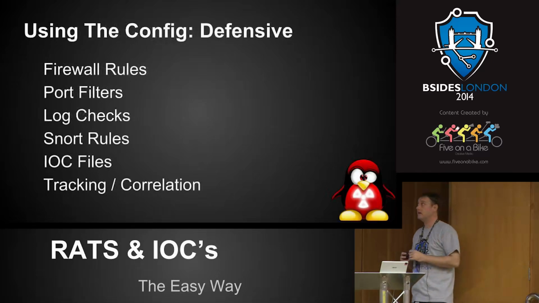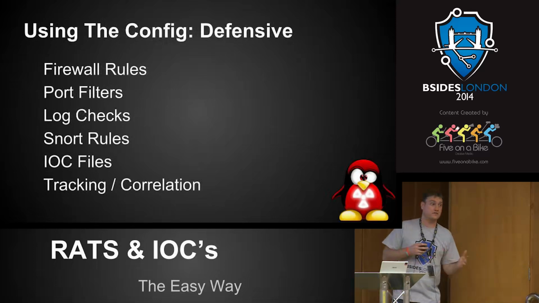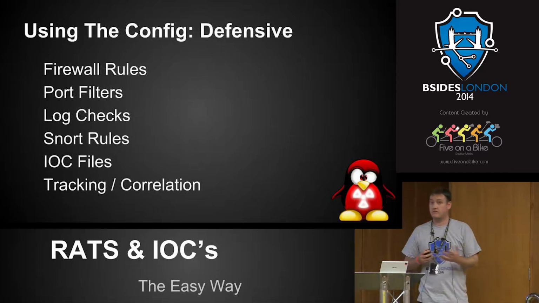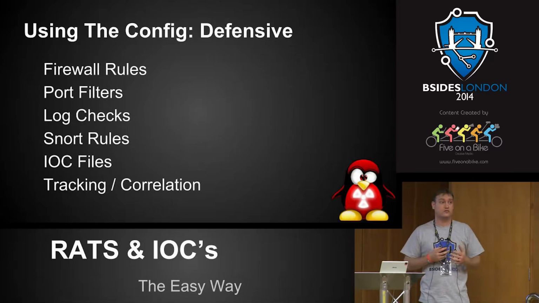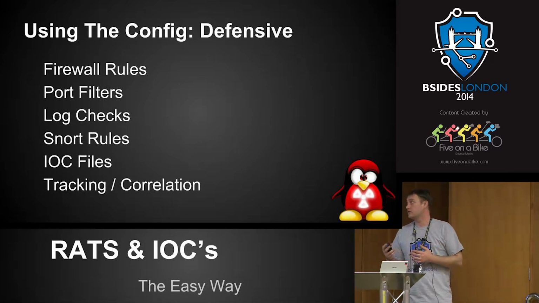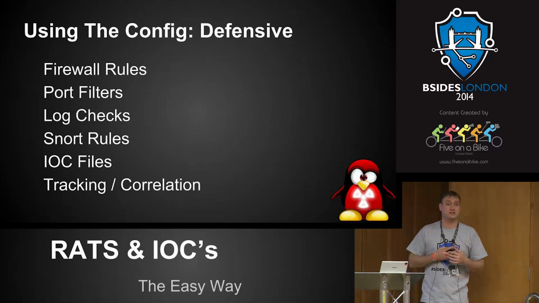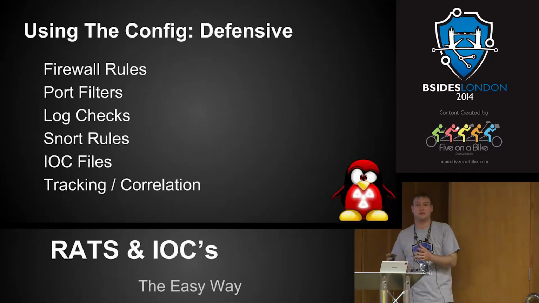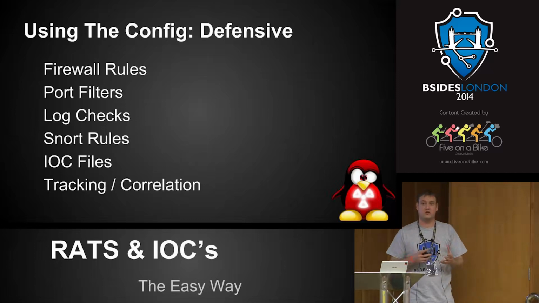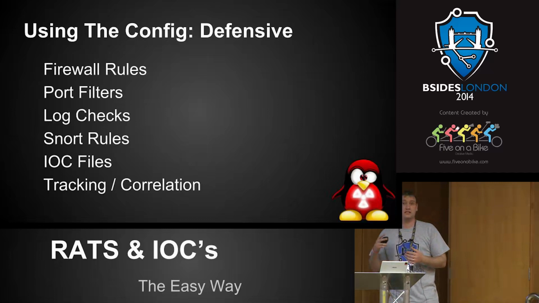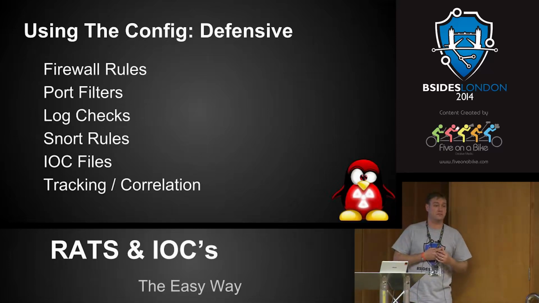So we've got the config, so how can we use this? Defensively, it's nice and simple. Firewall rules, port filters, looking through logs, Snort rules, and IOC files. These are all things we can do very quickly to start providing defense across the estate. Now, this doesn't really apply for those script kiddie kind of attacks because nobody in a corporate environment is really going to get affected by those. But as we've seen, this is massively used by APT and e-crime.